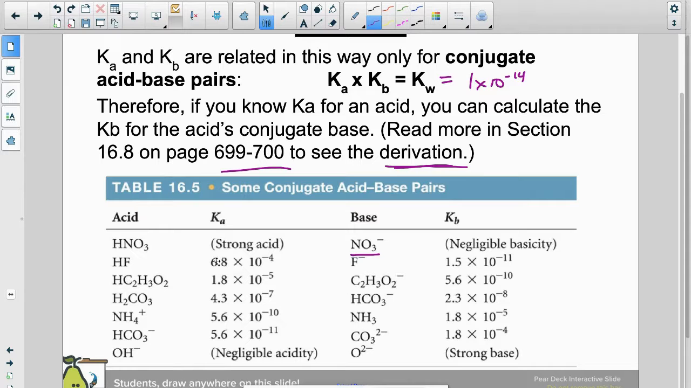But for a weak acid like HF, which has an equilibrium constant, its conjugate base also has an equilibrium constant. And the stronger the weak acid, the weaker the conjugate base. You can see the relationship between the two: the higher the Ka, the lower the Kb, which means the stronger the acid, the weaker the conjugate base.